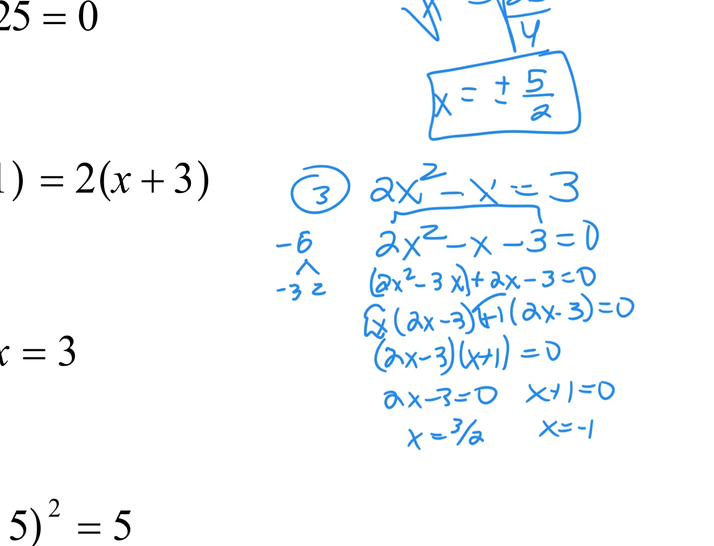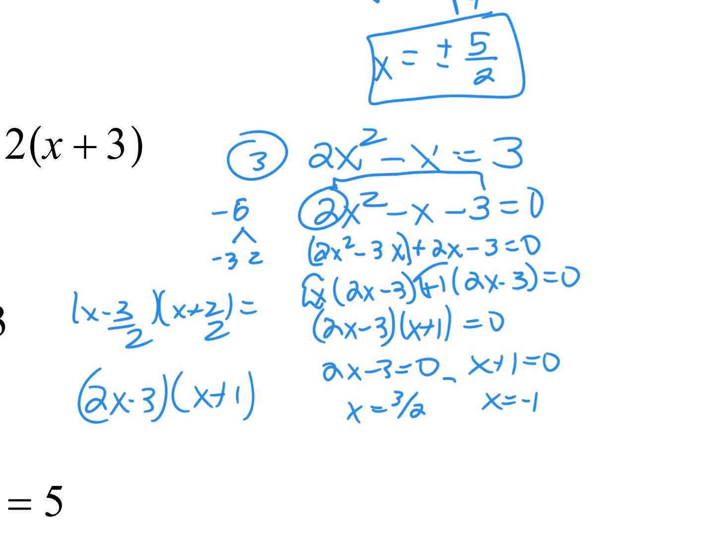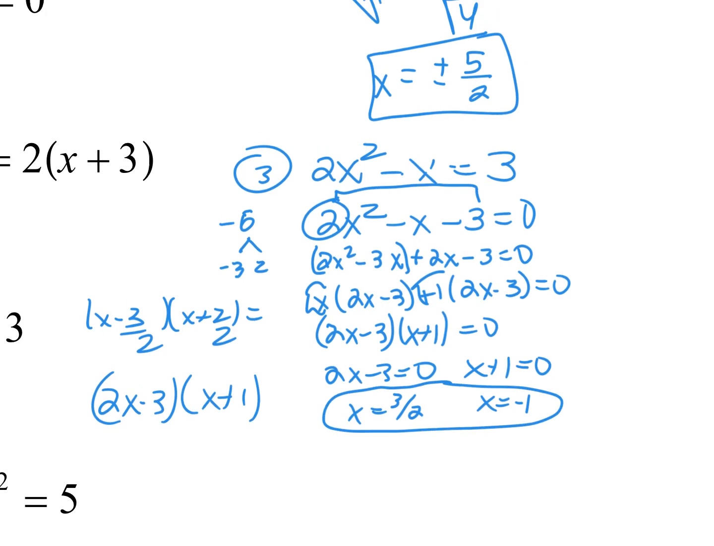If you wanted to do it a little shortcut way, your factors would be x minus 3 and x plus 2. Then you take your a term and divide each. So you have 2x minus 3 equals 0 and x plus 1. Either way, you get the same answer. But here are my two answers, guys, to this problem.